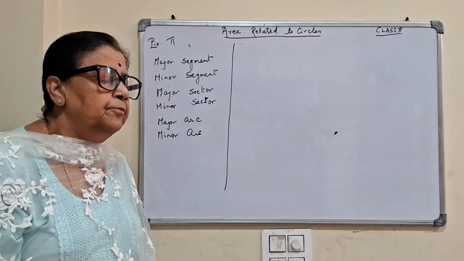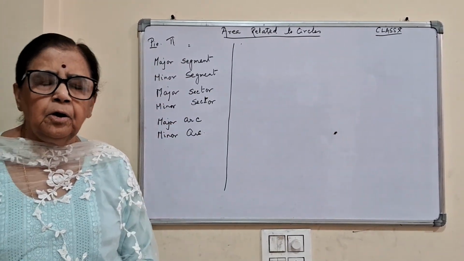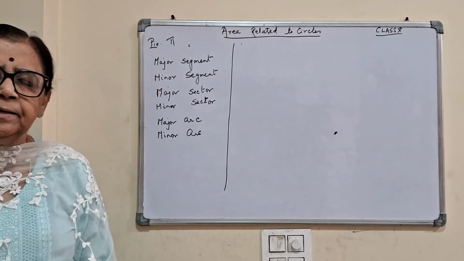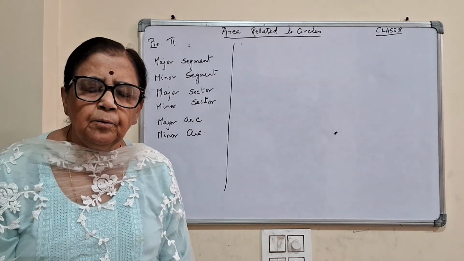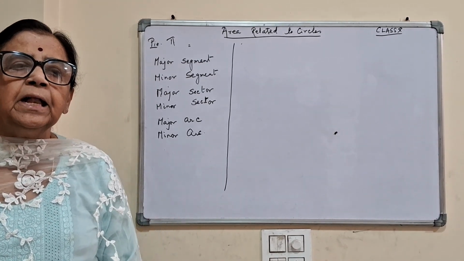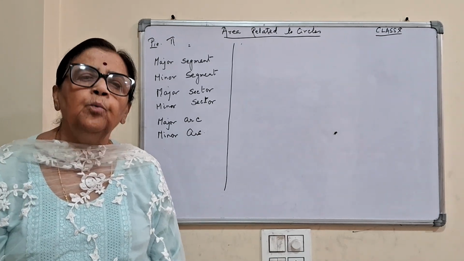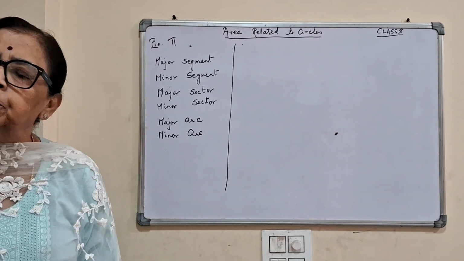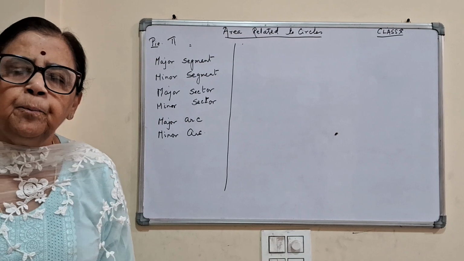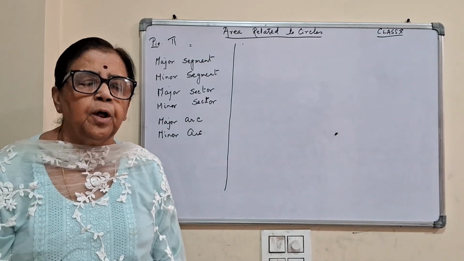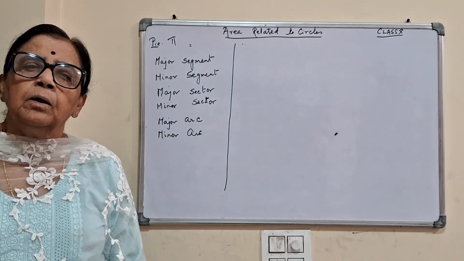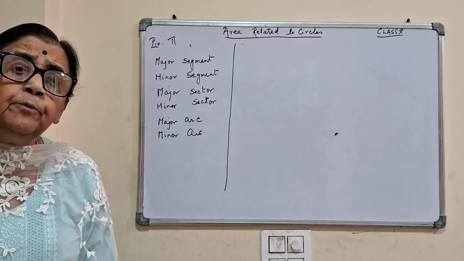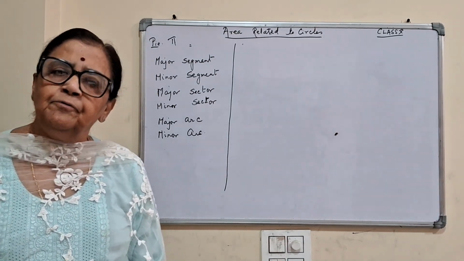Now, you all have heard of the word pi. If I ask you what is pi, you will immediately answer 22/7 or 3.14. So, what is pi? From where have we got the value of it?